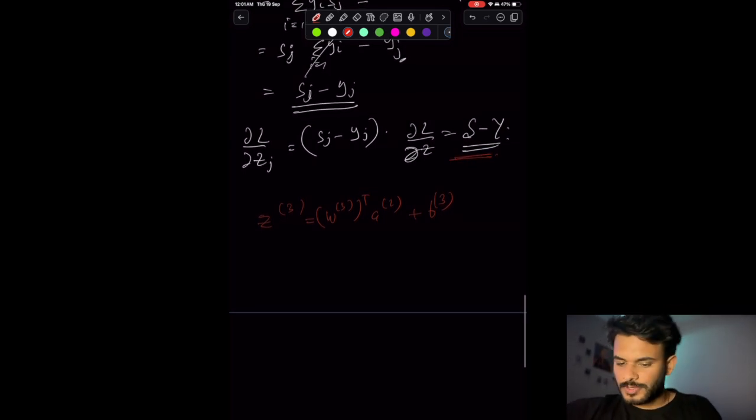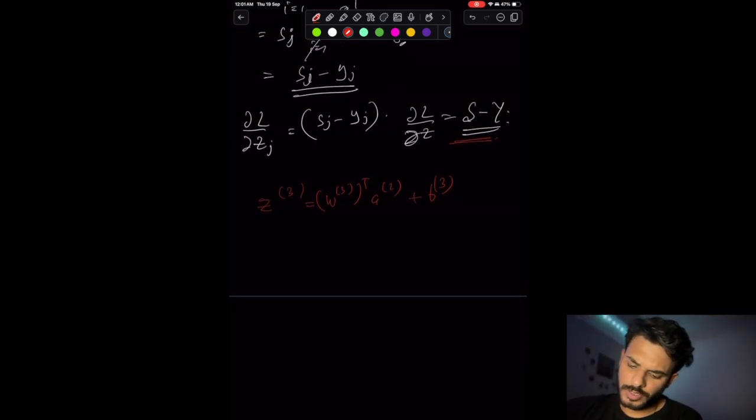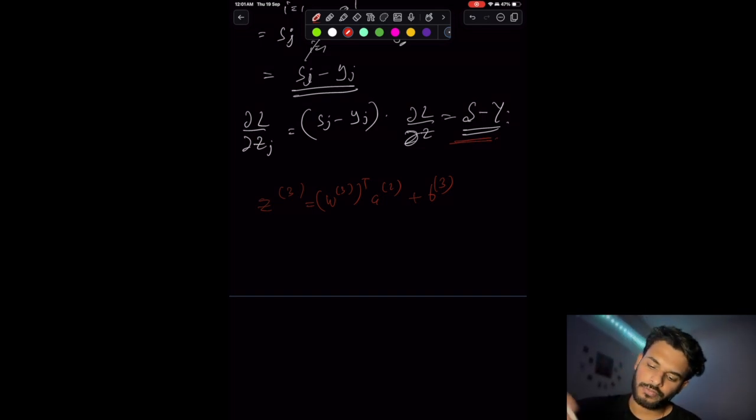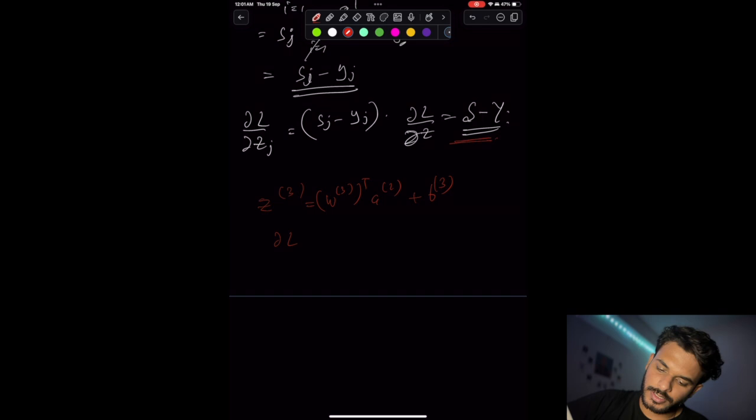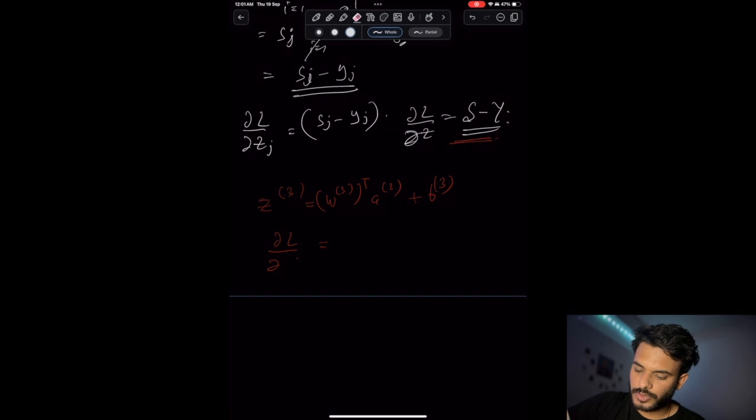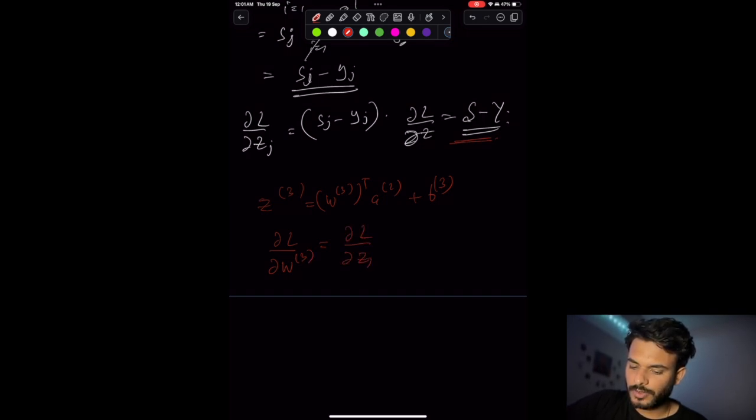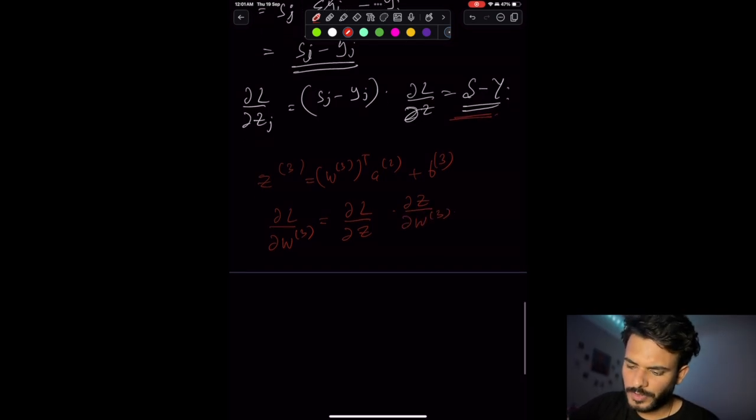Yeah, sorry for the disturbance. Let's continue where we left off. So Z3 is W3 transpose A2 plus B3. This is how our Z3 looks like. So we have to differentiate this Z3. At the end of the day we have to calculate del L by del W3, so we can write it as del L by del Z into del Z by del W3. Let's consider it in vector form. Simple chain rule. We know this.